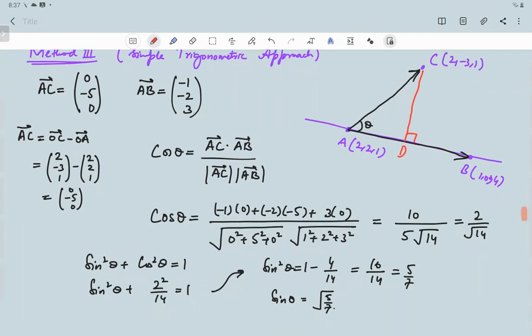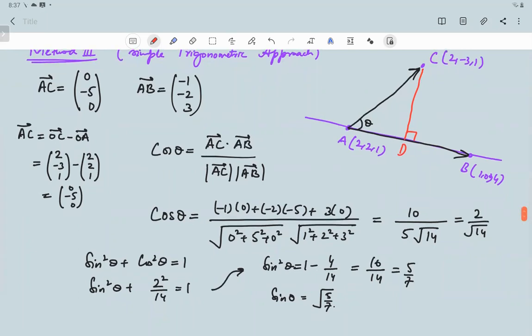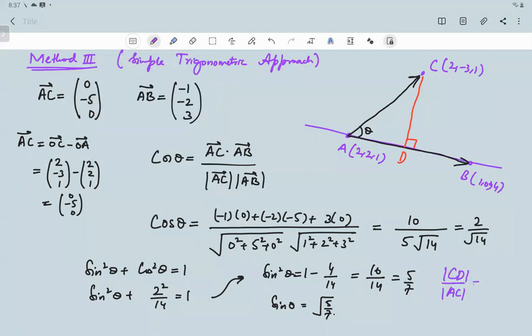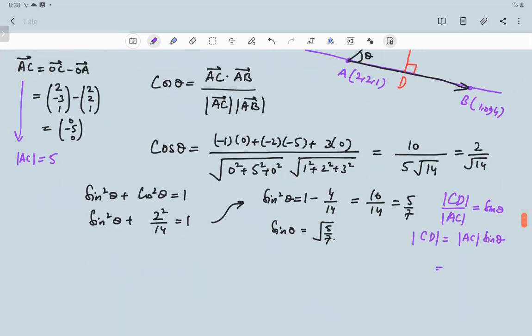So this is sine theta. Now CD is equal to what? CD over AC magnitude is equal to sine theta, and CD is equal to AC sine theta. Now the magnitude of AC is equal to 5. So CD is equal to 5 and sine theta is equal to under root 5 by 7.